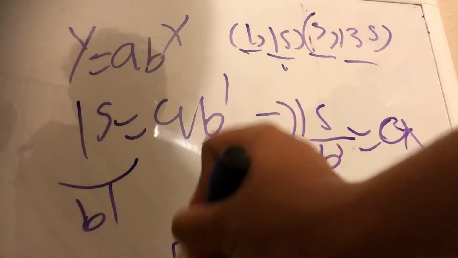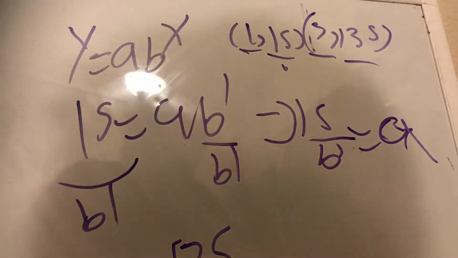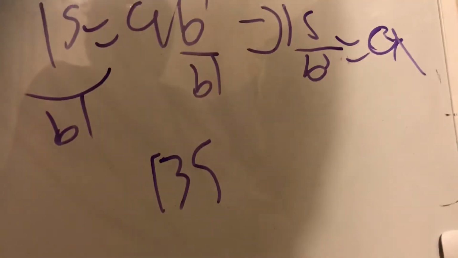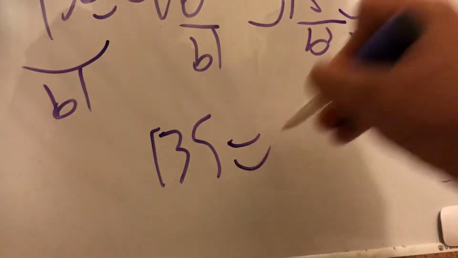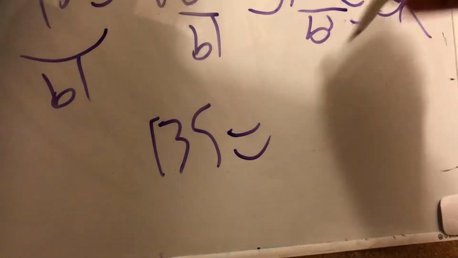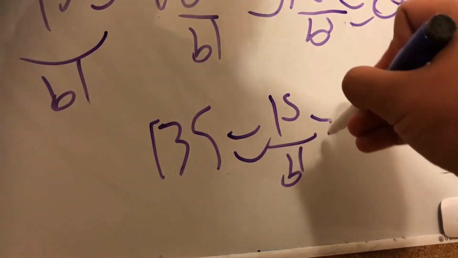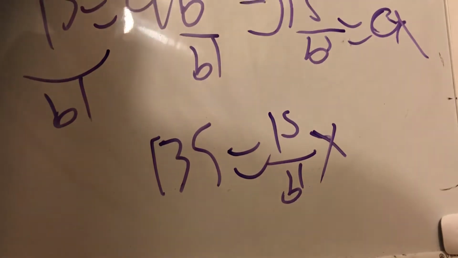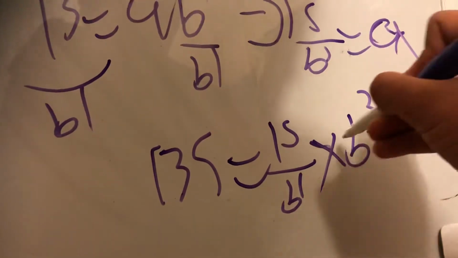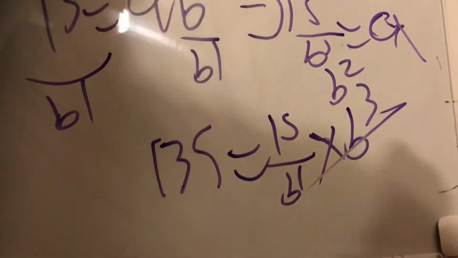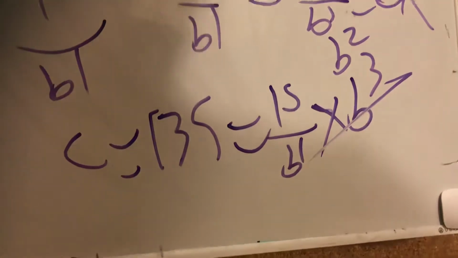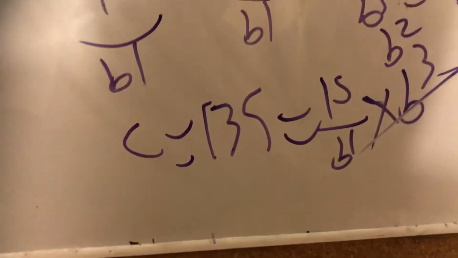So we're going to write another equation. 135 equals a b to the power of 3. We have a is 15 over b to the power of 1, which is multiplied by b to the power of 3. So it's going to be b to the power of 2. We're going to write the other one here: 135 equals 15 b squared. Divide each side by 15.